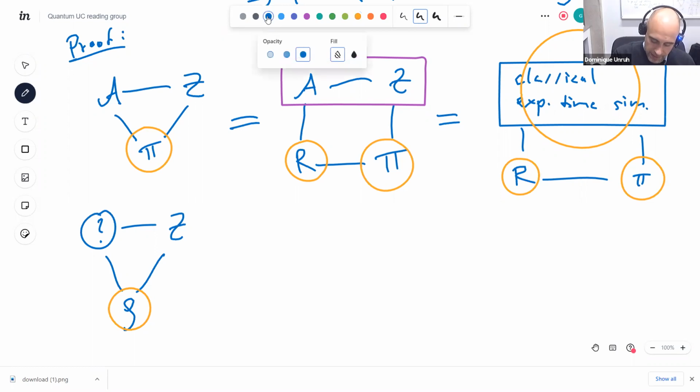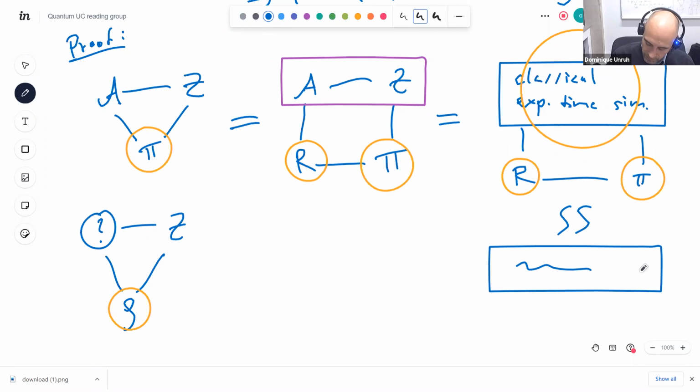And then the fact that we do have classical statistical security means we have that this is indistinguishable from the same environment, so exactly the same machine, talking to the protocol rho and to some simulator S0. All of them classical.